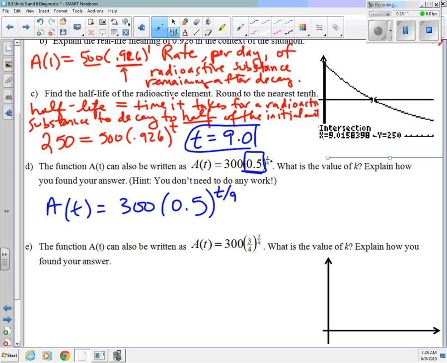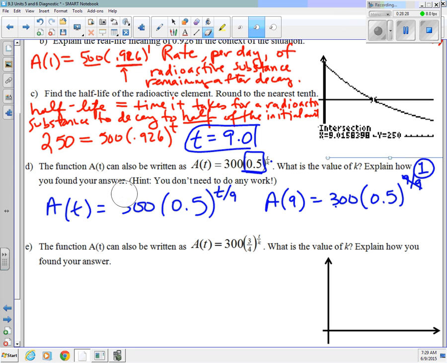If I plug in 9 for t, I get 300 times 0.5 to the 9 over 9. Well, 9 over 9 is 1, meaning that I'm just going to multiply, I didn't mean 300, I meant 500, sorry. I'm going to multiply 500 times 0.5, and I'm going to get 250. And we know that happens when t is 9. So k has to cancel that t out. In other words, this k has to be the half-life, and that will cancel it out.